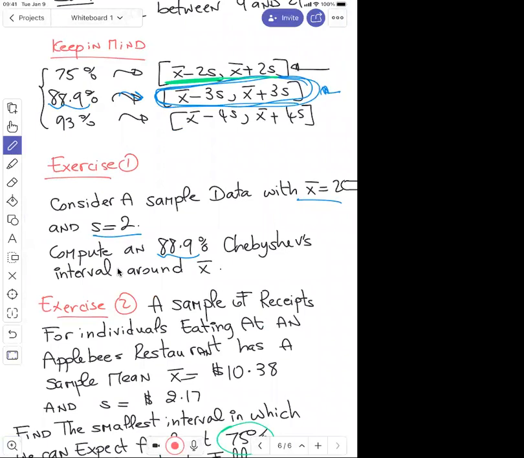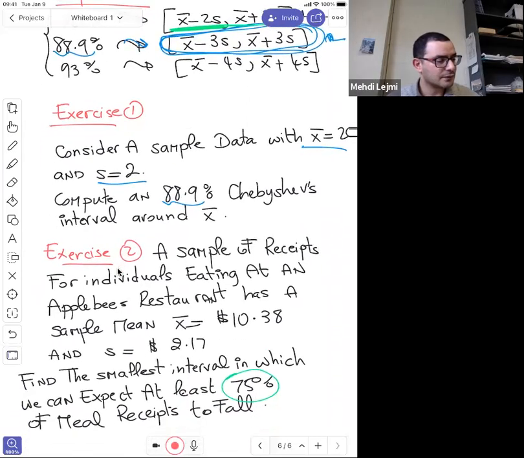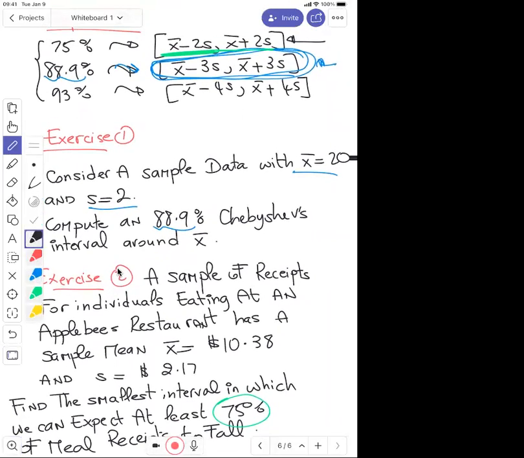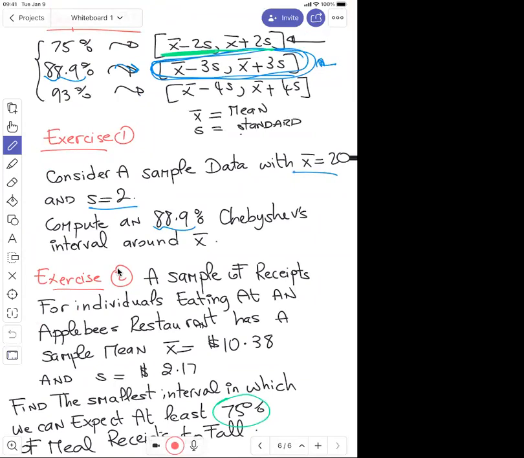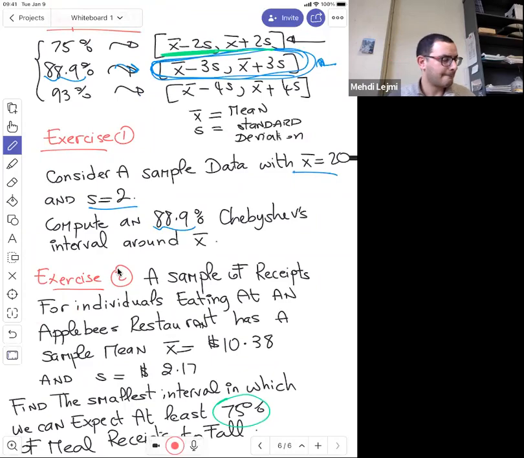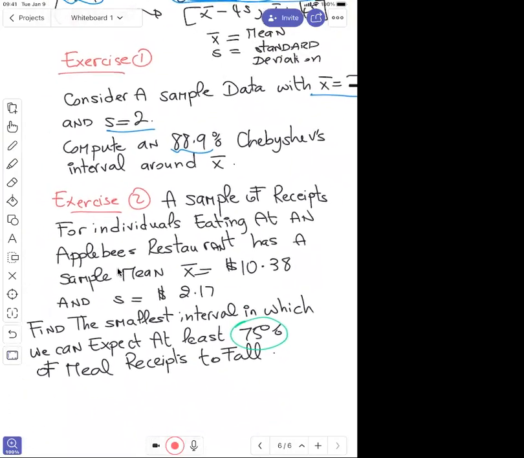Is the x bar the data values? No, x bar, that's the mean. That's our notation for the mean. And the s, that's the standard deviation. And the standard deviation is the numbers in between, right? Yep. I think I need remedial math.